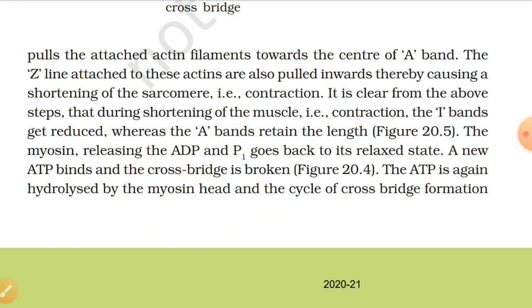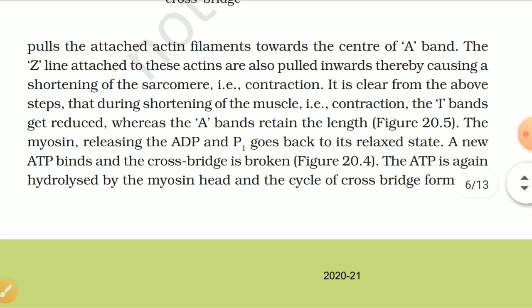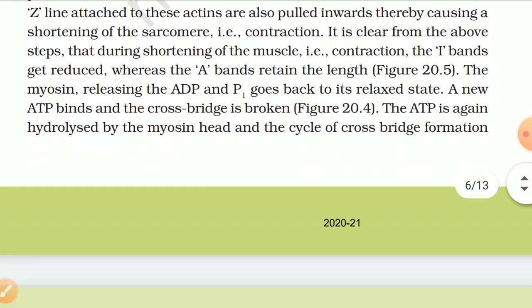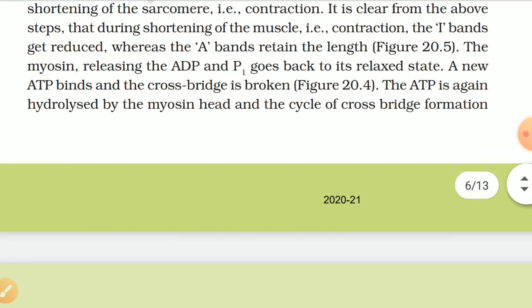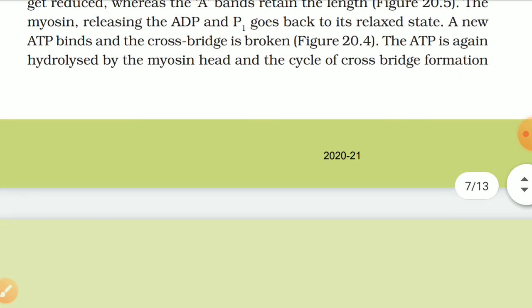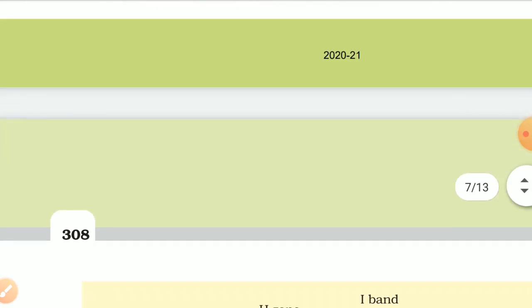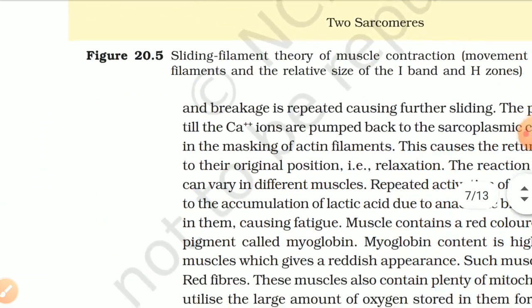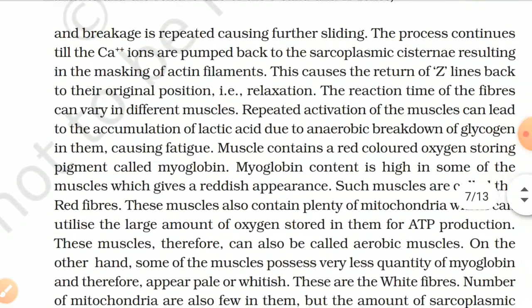The myosin, releasing the ADP and inorganic phosphate, goes back to its relaxed state. A new ATP binds and the cross bridge is broken. The ATP is again hydrolyzed by the myosin head and the cycle of cross bridge formation and breakage is repeated, causing further sliding. The process continues till the calcium ions are pumped back to the sarcoplasmic cisternae, resulting in the masking of the actin filaments. This causes the return of Z lines back to their original positions, that is, relaxation.